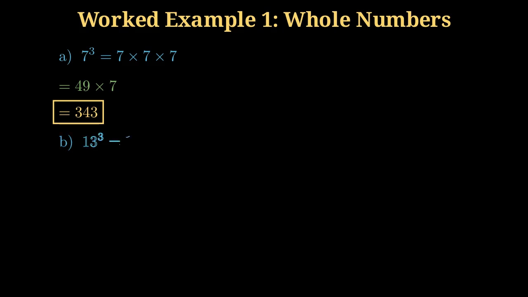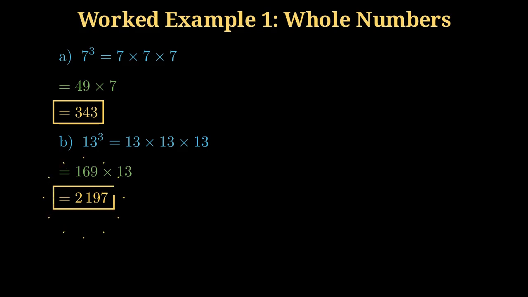B. 13 cubed, 13 times 13 times 13. Bigger number, exact same method. 13 times 13 is 169. And 169 times 13 gives 2,197. 13 cubed is 2,197. Notice the working. Multiply the first pair, then multiply that answer by the number once more. 2 clean steps.